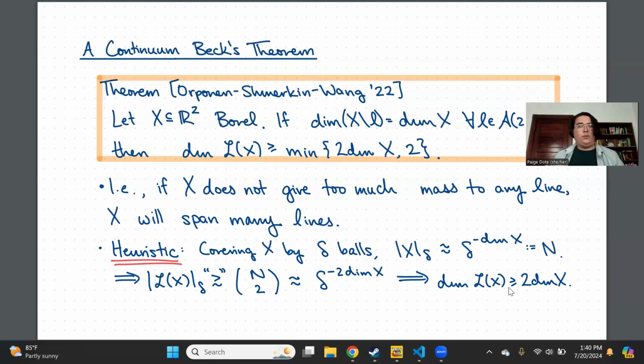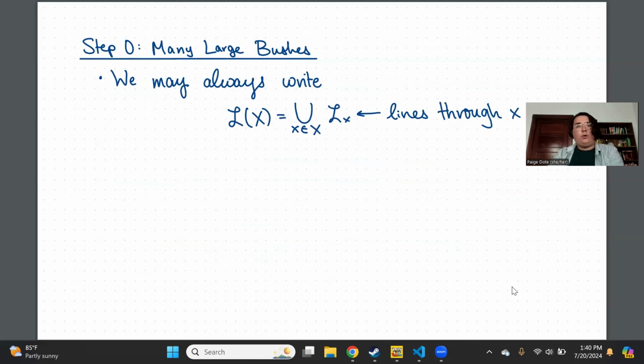The tools that actually go into the proof are more difficult to actually get across. But this is how I like to think about the idea of how we go from a discrete problem to a continuum one, at least in terms of conjecturing problems. So let's talk about how the proof of Orponen, Shmerkin, and Wang's result works.